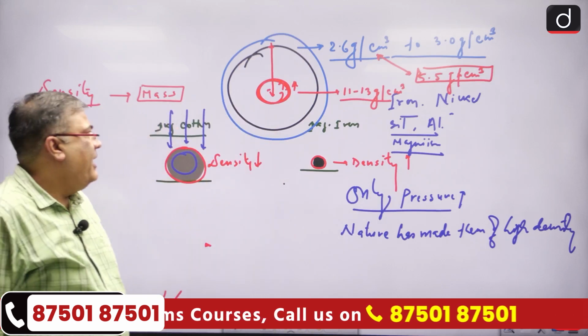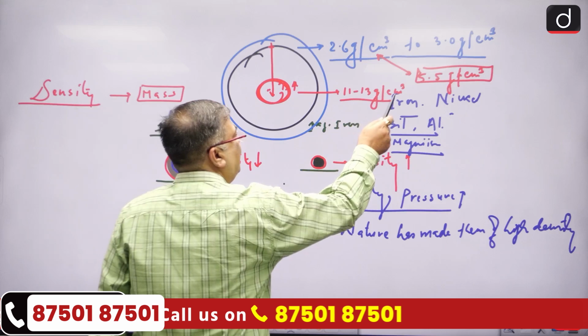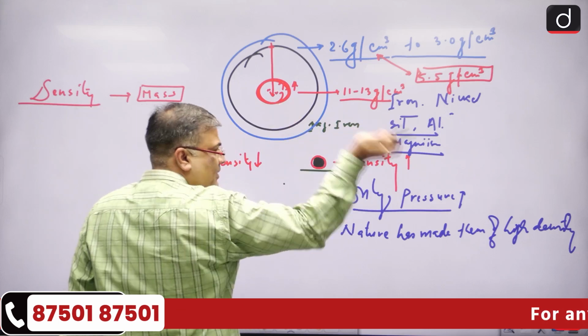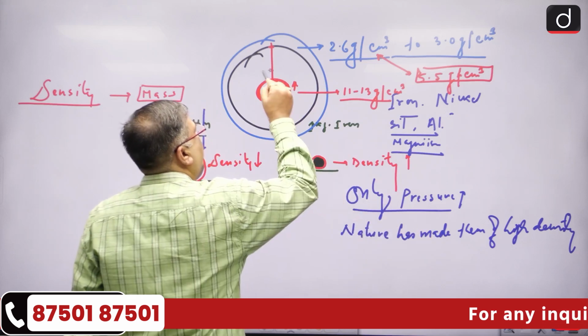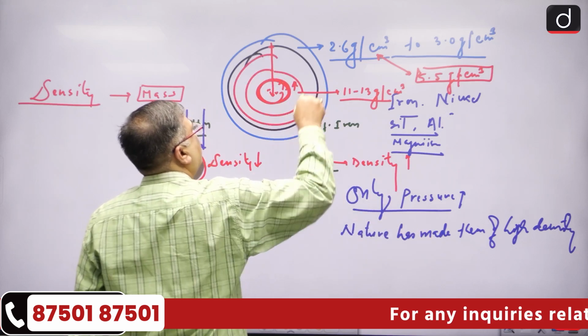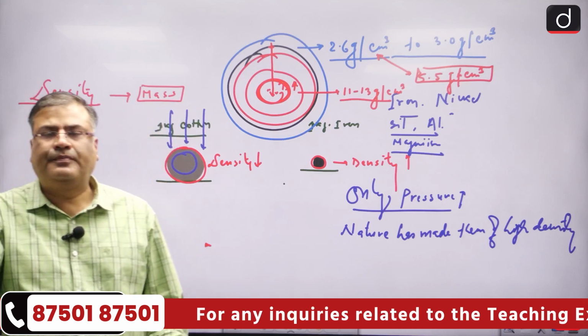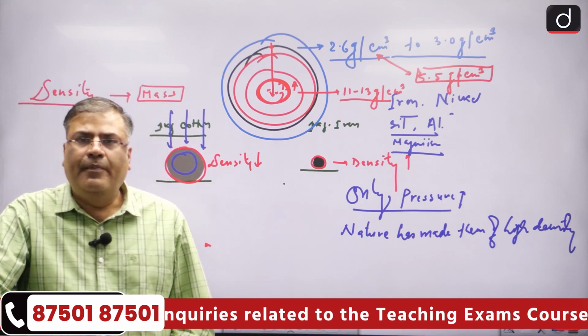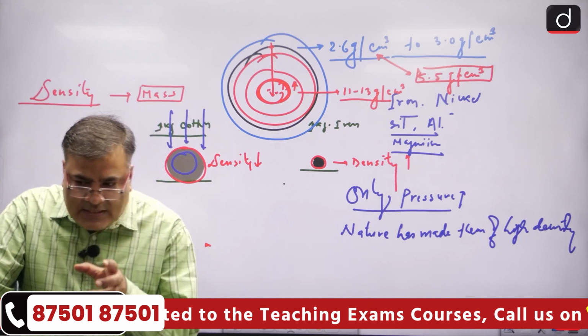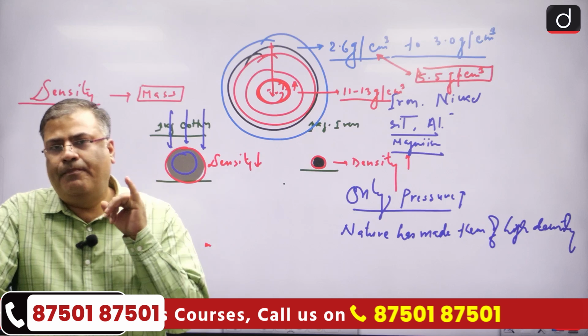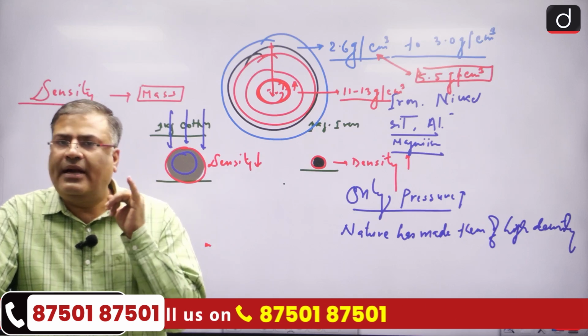And obviously, this 11 to 13 gram per cubic centimeter will not come immediately or automatically with a leap or jump. It must be increasing with increasing depth. Clear? So, this is the study conclusion of the temperature, pressure, and the density.